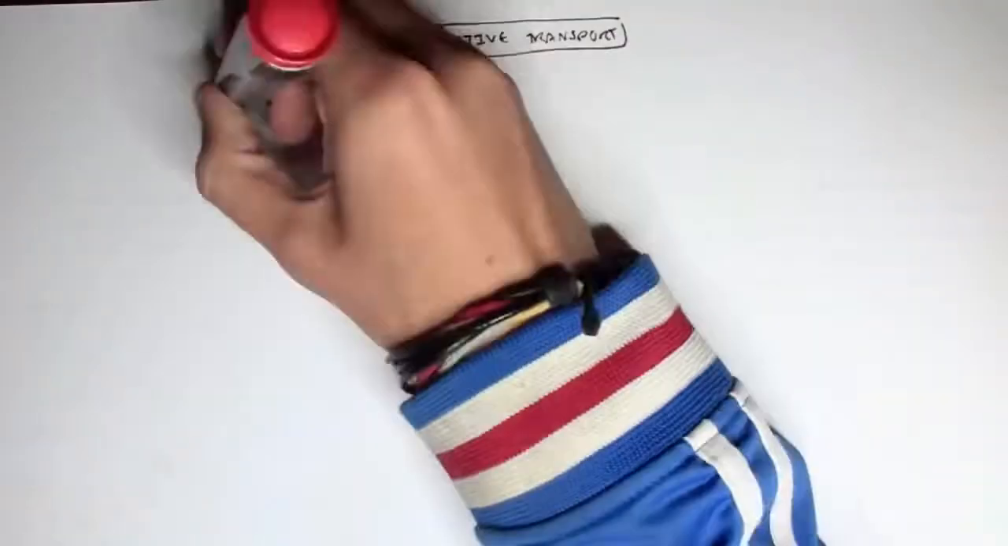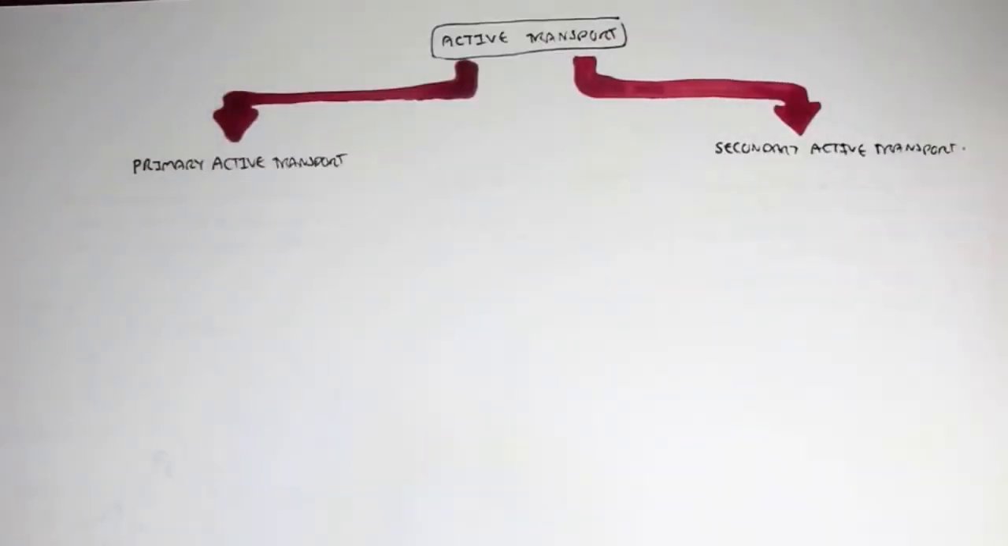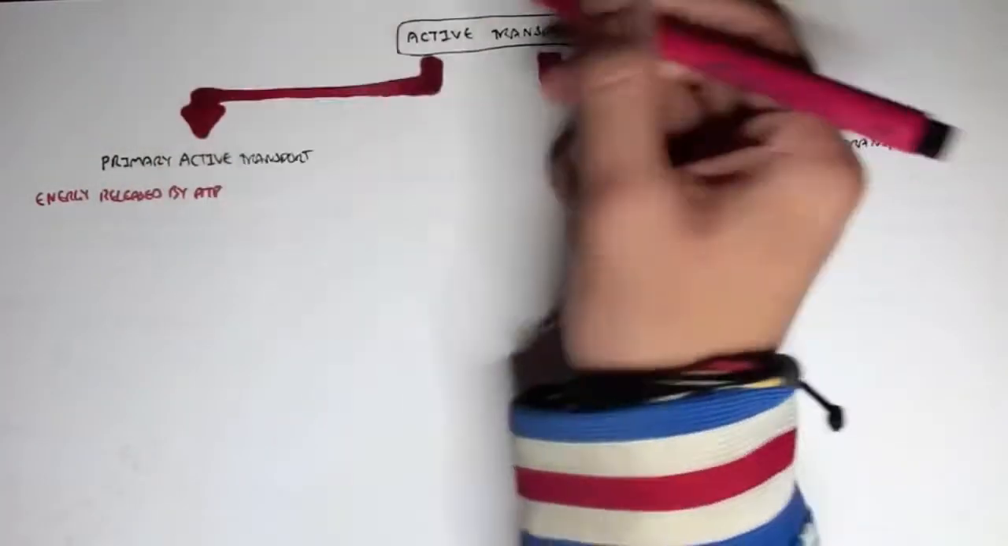Hope that made sense. So active transport, as we've mentioned, can be divided into primary active transport and secondary active transport.